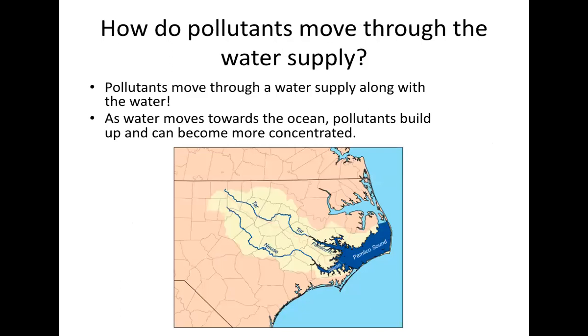So how do pollutants move through the water supply? They move through a water supply along with the water. As the water is moving, the pollutants are moving with it. As water moves towards the ocean, pollutants build up and they can become more concentrated, because as it's flowing and they're moving with it, it's eventually all going to collect in an area. It can also pick up more as it moves along the way.